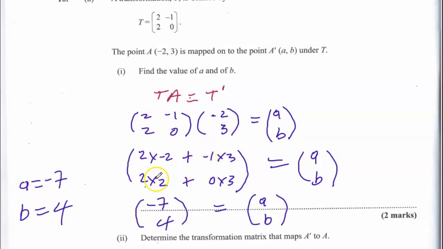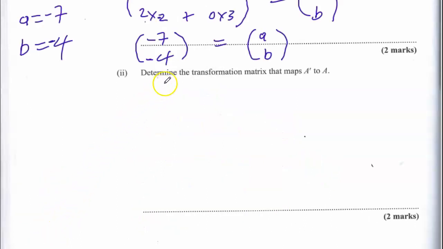A slight error was made there. 2, 0 times negative 2, 3 is 2 times minus 2 actually, so this would be minus 4. Hence the value of b is minus 4. So a is minus 7 and b is minus 4.